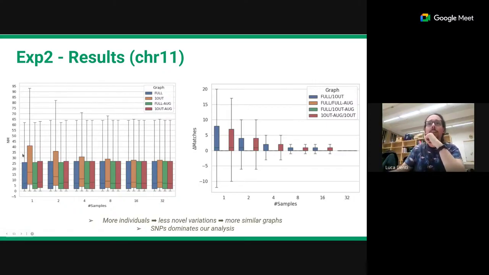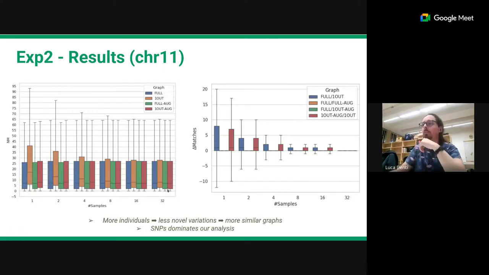But what is nice is that even in the hardest case, where I have just one individual in the pangenome, we can see that the blue one is the read alignment against the full graph. So I have that individual in the pangenome, and this is the distribution of the edit distance. If we align the read sample to our augmented graph, the one-out augmented, we can see that the edit distance is mostly similar to the one using the full graph. So our augmentation mostly does what it is expected to do. And this improves even for more samples.